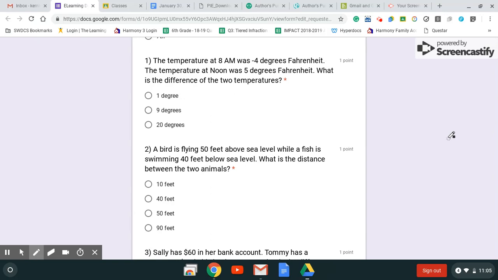I'm just going to do some of the problems over here to the side and give you examples of how to do them, and then hopefully you can do them from here.